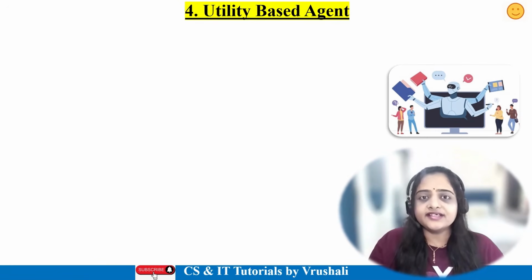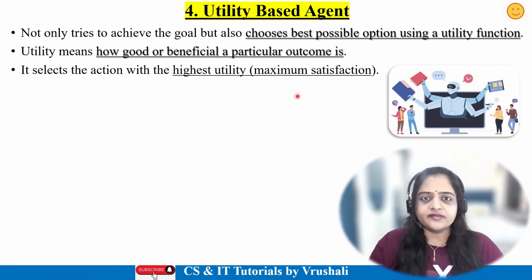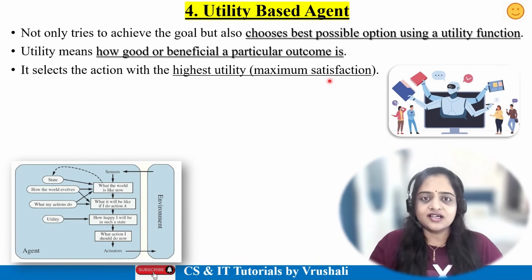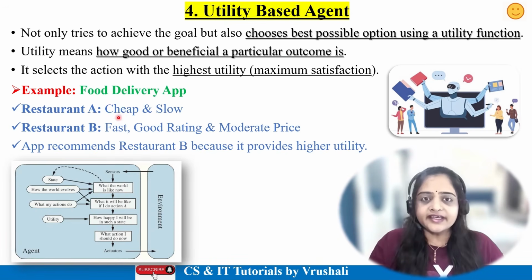The next one is the utility based agent. So basically utility means how good and how beneficial a particular outcome and decision is. It is called utility. Now this utility based agent also achieves a specific goal, but they also provide maximum satisfaction to the customer. See here in this example, suppose a food delivery app like Zomato.